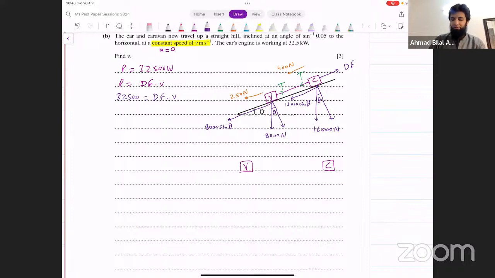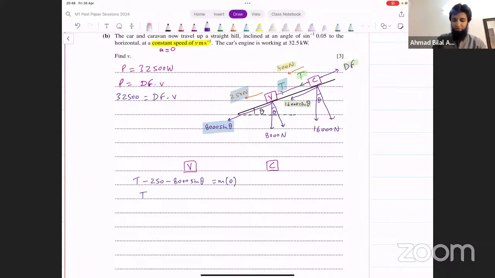What are the forces acting? On the car, we've got driving force, we've got the weight component, we've got tension, we've got resistance. On the caravan, we've got tension, we've got resistance, and this weight component. And that's it. Now, for the caravan, we can say T minus 250 minus 8,000 sine theta equals mass into acceleration. Whatever the mass is, acceleration is 0. Why? Because it's constant speed.